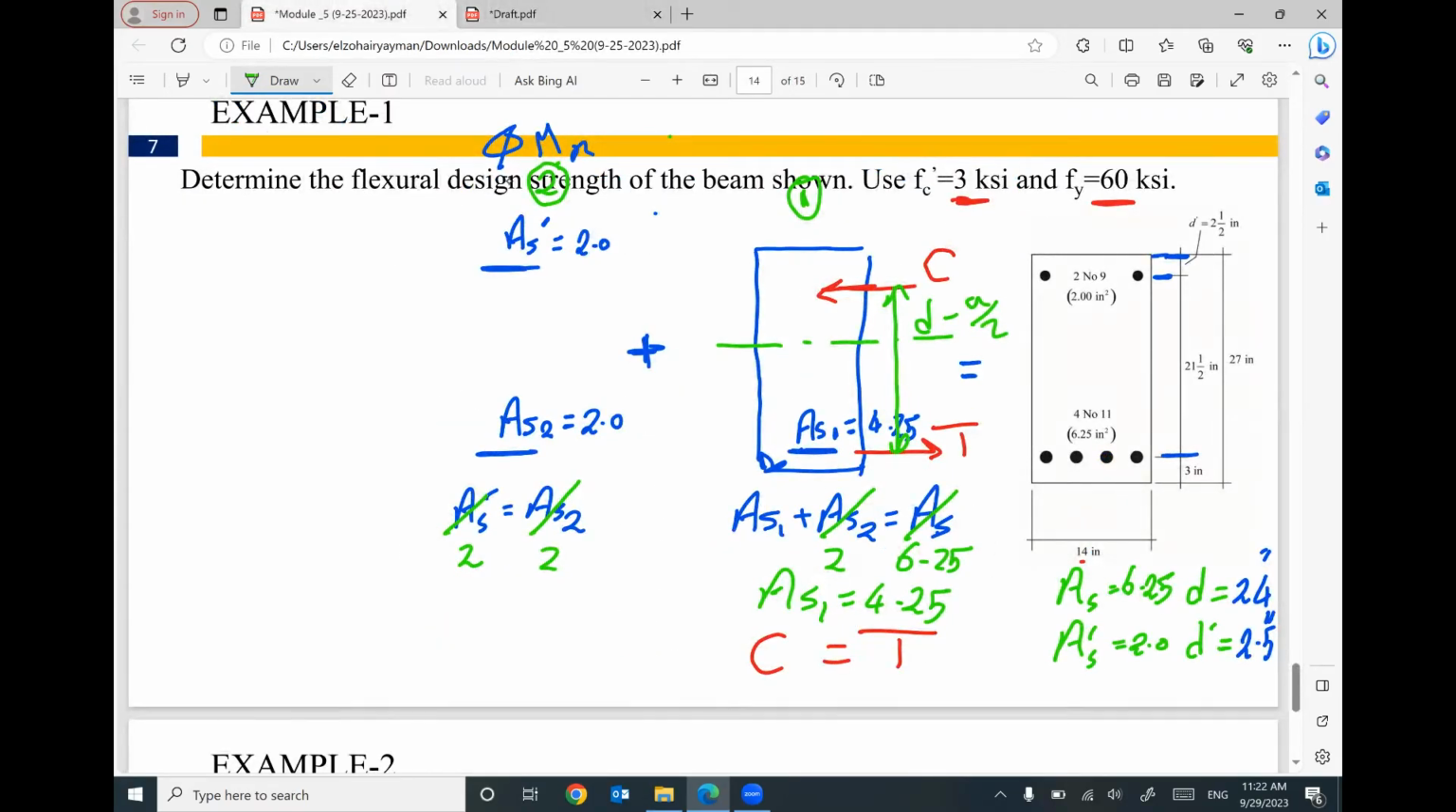That makes sense? Part number 2, I will have compression in the steel reinforcement here. I can label it capital CS. S means steel. And I will have another tension here.